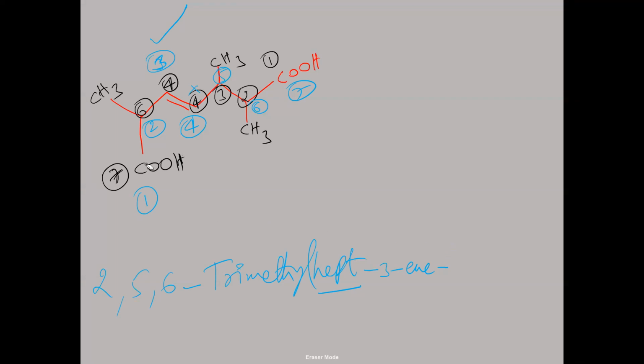Where is the carboxylic acid group located here? On the first carbon, carboxylic acid is there. On the seventh carbon, carboxylic acid is there. So we take 1 comma 7, dioic acid. Is that clear? So what is the name now? 2 comma 5 comma 6, trimethyl hept 3-ene, 1 comma 7, dioic acid. So the first carbon has oic acid, and the seventh carbon also has oic acid. Is that clear? Like this, we have to name the given structure. Is the concept clear?